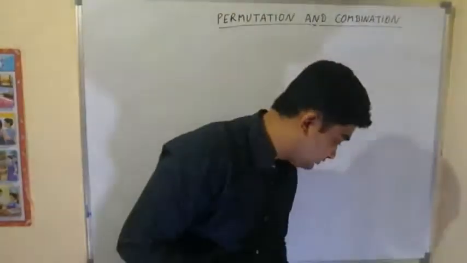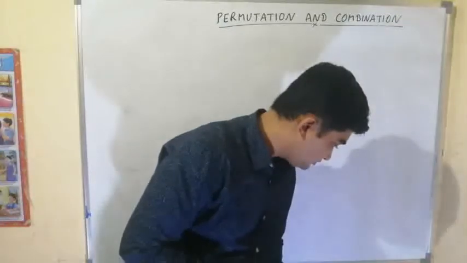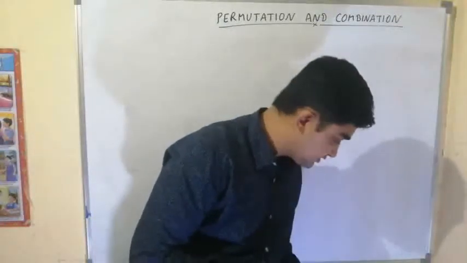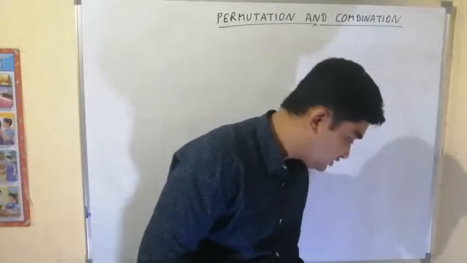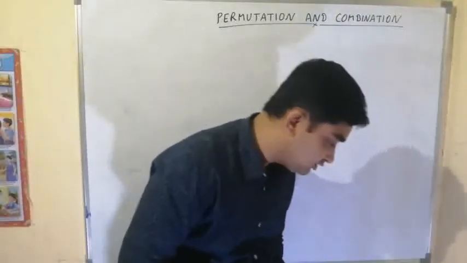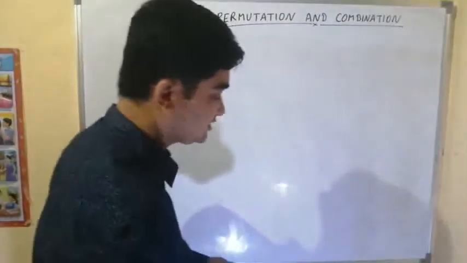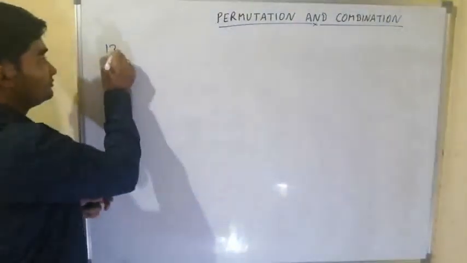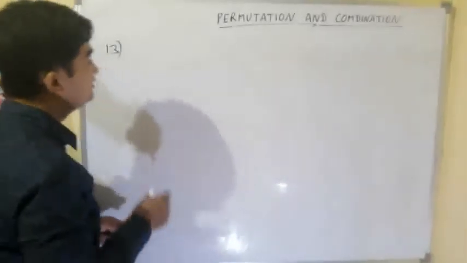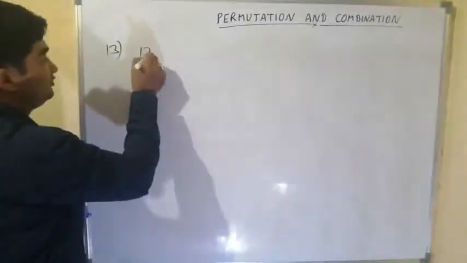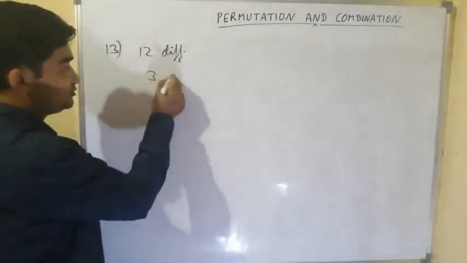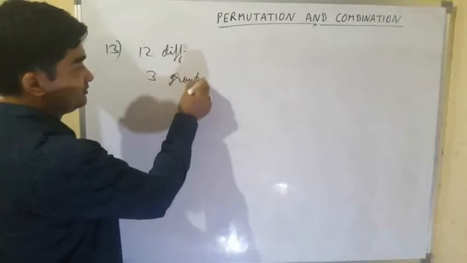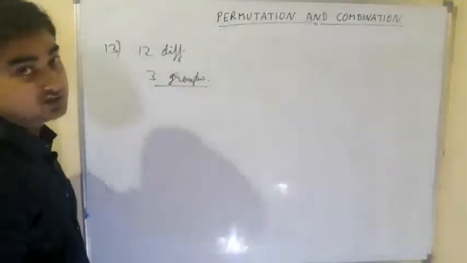But for this problem, group size is given, and these type of problems we have already discussed in the last session. This problem is: number of ways in which 12 different things can be distributed in 3 groups of equal size. It is question number 13. It is given that 12 different things can be distributed in 3 groups of equal size.